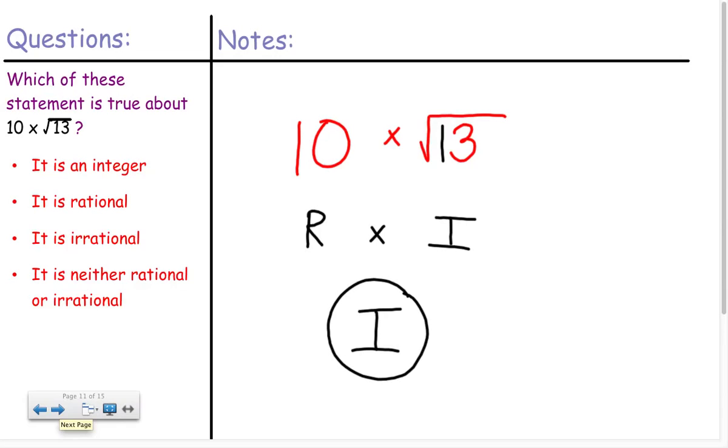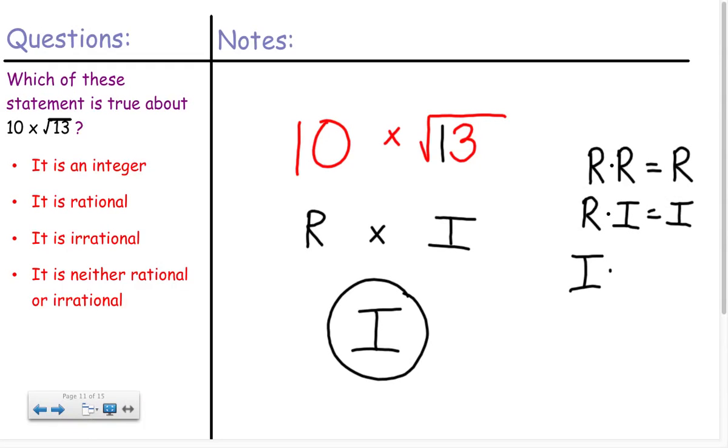If you want to make this little key to the side, it might help you. Rational times or divided by rational is rational. Rational times or divided by an irrational is irrational. And an irrational times or divided by an irrational is always irrational. So the only time you end up with a rational is if both numbers are rational.